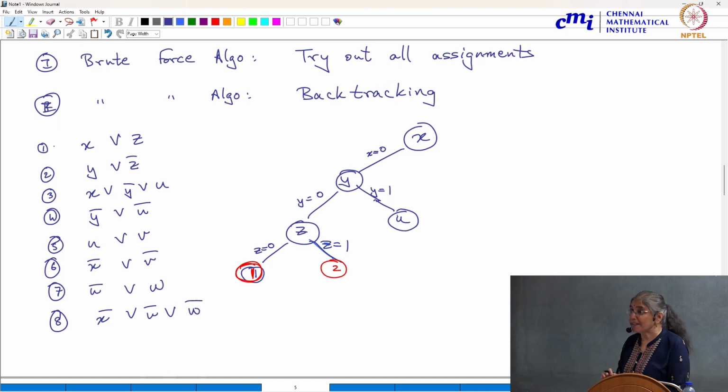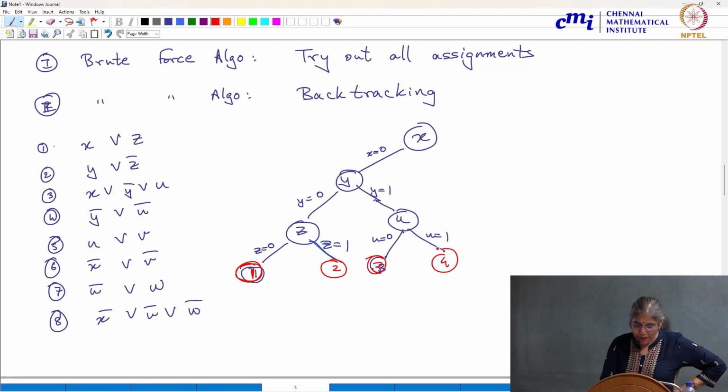So a backtracking algorithm, I'm not saying that you must try out the variables in a specific order. So let's try u. Let's see what happens now. So if I try u equals 0, clause 4. No, clause 4 is satisfied. What is falsified? 3 is falsified. Okay. Red marks. Okay. What about u equals 1? Now 4 is falsified.